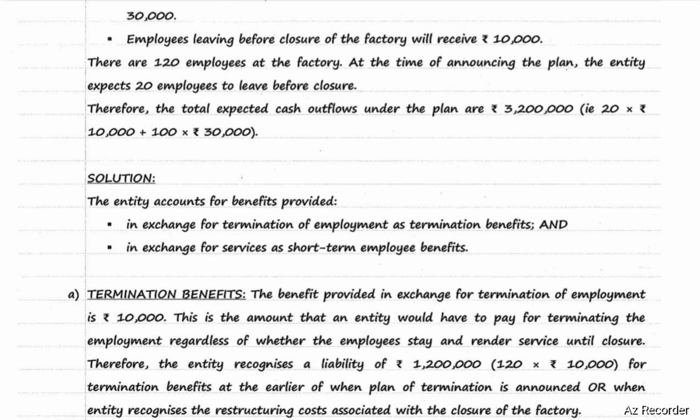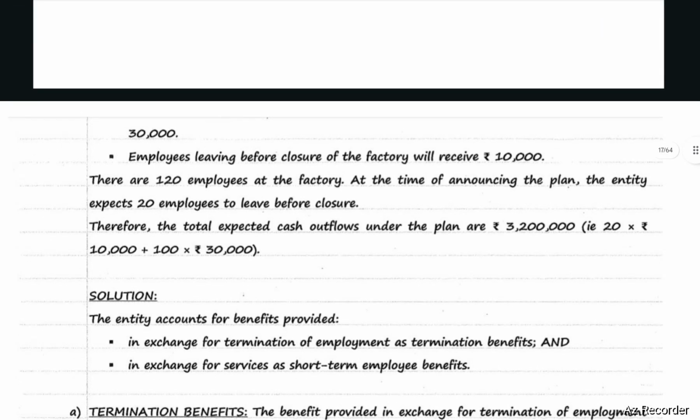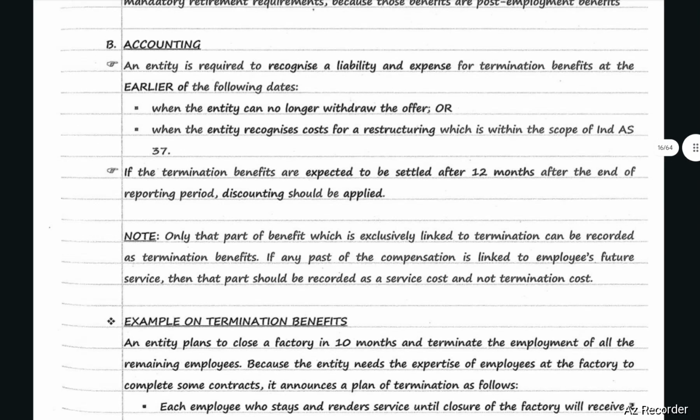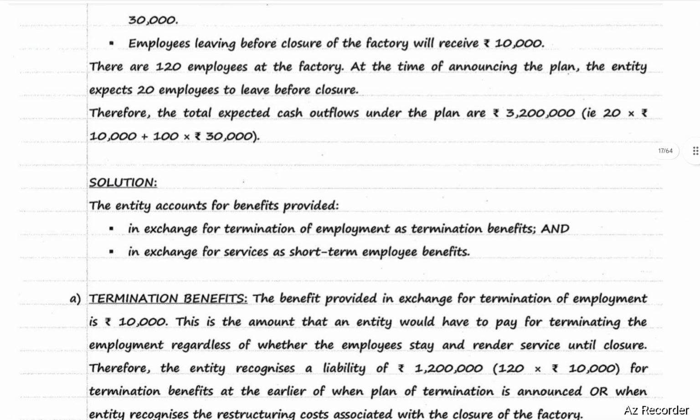There are 120 employees at the factory. At the time of announcing the plan, the entity expects 20 employees will leave before closure. Therefore, the total expected cash outflow under the plan is 32 lakhs, that is 10,000 into 20 plus 30,000 into 100. 10,000 means employees leaving before closure of the factory will receive 10,000. How many employees? 20. Plus, each employee who stays and renders service until closure of the factory will receive 30,000. How many employees? 100.